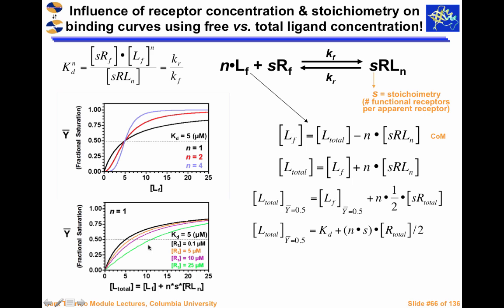So now the next step is to think qualitatively about how this varies depending on the amount of receptor we have. What's simulated here are fractional saturation relationships for a receptor with a Kd of 5 micromolar for different experiments with different amounts of receptor. Here it says RT equals 0.1 micromolar for the black, then 5, then 10, then 25 micromolar.